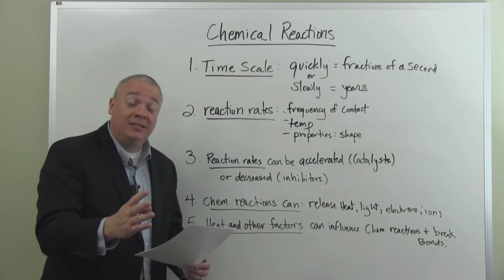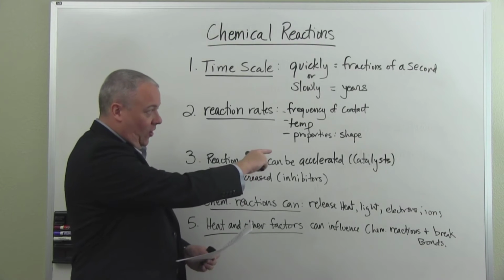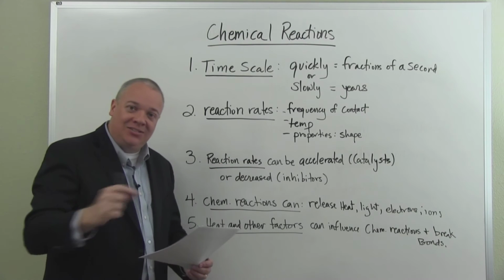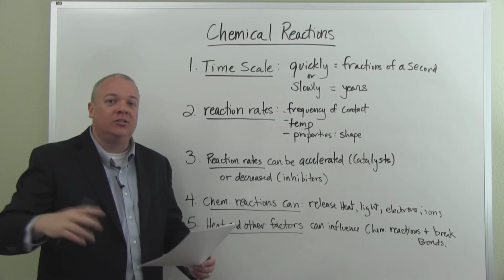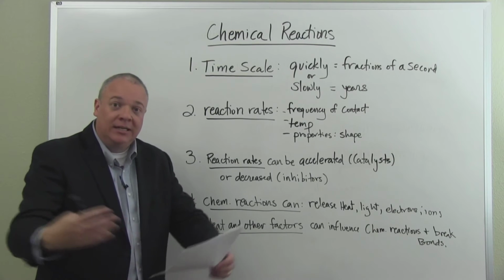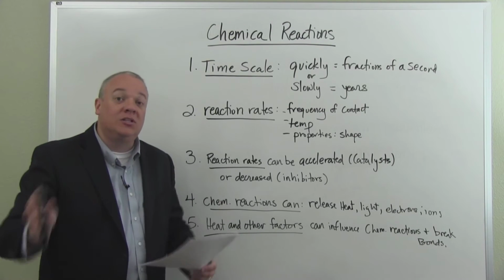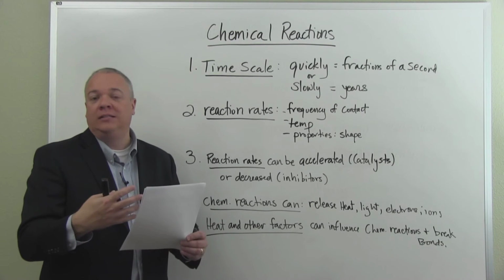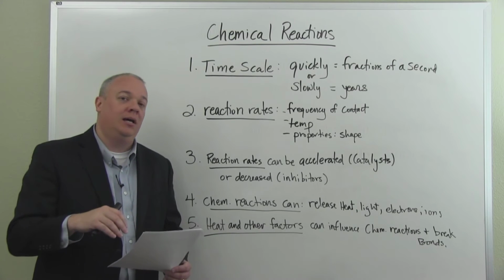Then when we think about reaction rates, you can actually influence those rates. You can accelerate a reaction rate. This is called using a catalyst. A catalyst is introduced into that chemical reaction, which greatly speeds it up. And that's the catalyst's only job, is to come into this interaction between these chemicals and to speed up that reaction that would ordinarily take place over a slower period of time.